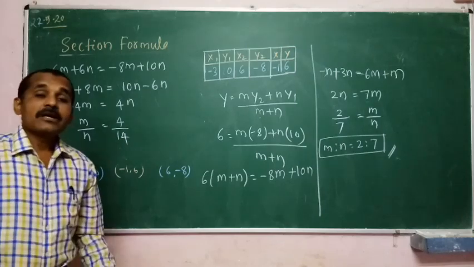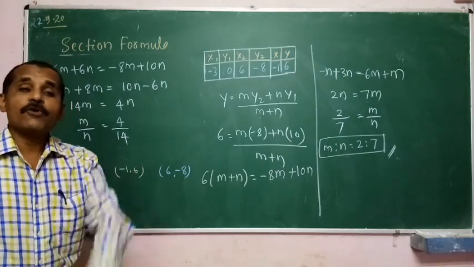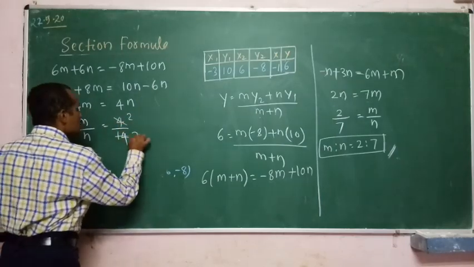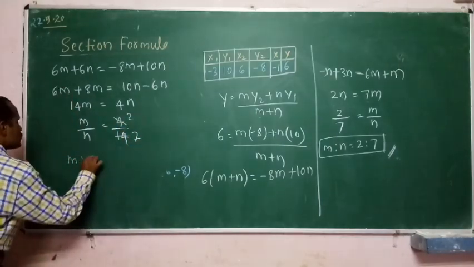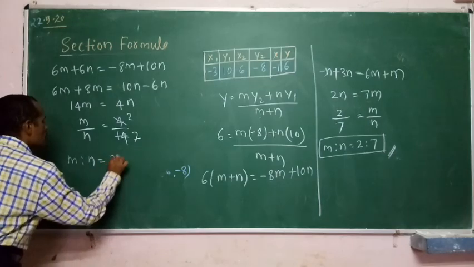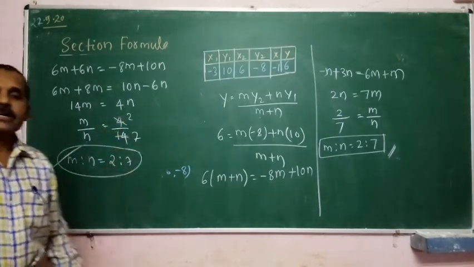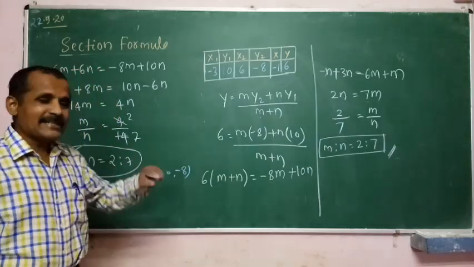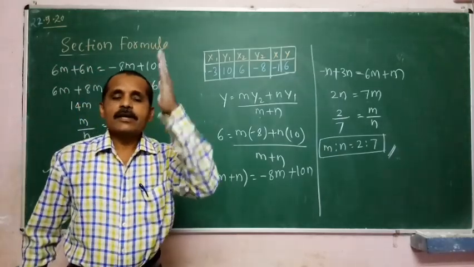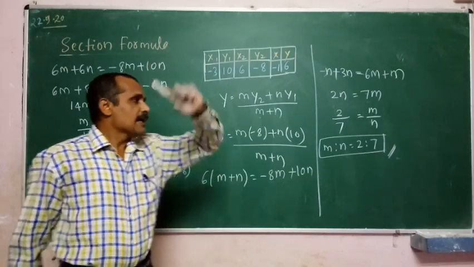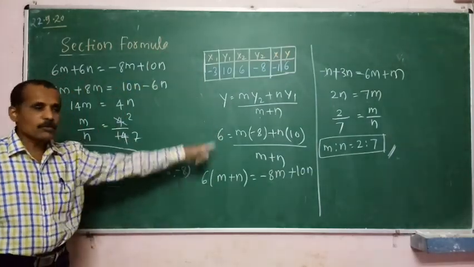My dear children, ratio means simplest form. 2 2s are 4, 2 7s are 14, so m is to n equals 2 is to 7. Our answer is absolutely right. So ultimately we can say that to find the ratio, only one value is sufficient. Right, on this, let us go for one more.